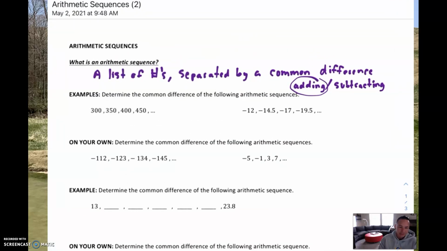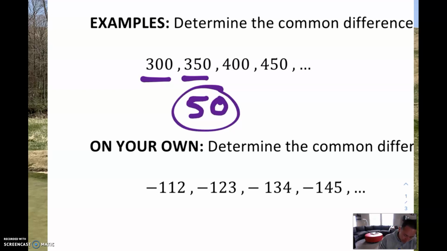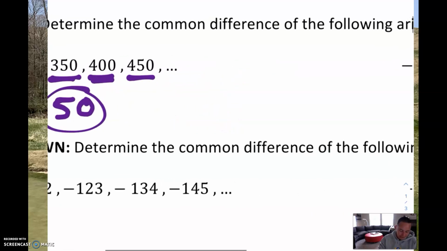So first examples, these are going to be really simple for you. Determine what the common difference is. To get from 300 to 350, what is it adding by? Pretty simple. It's adding by 50. And we can double check each of these terms. From 350 to 400, it's again adding by 50. From 400 to 450, it's once again adding by the same thing every time, adding by 50. So there's your first common difference.